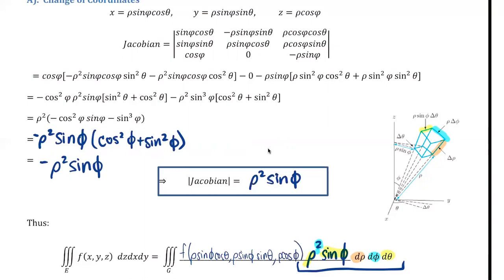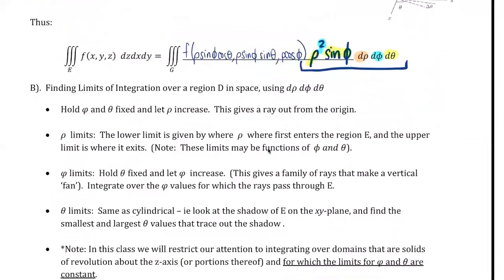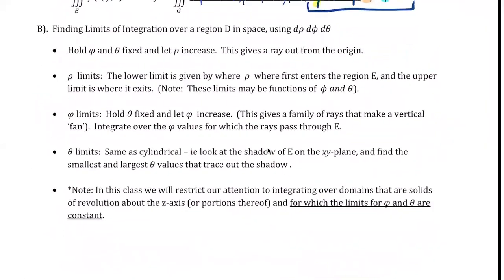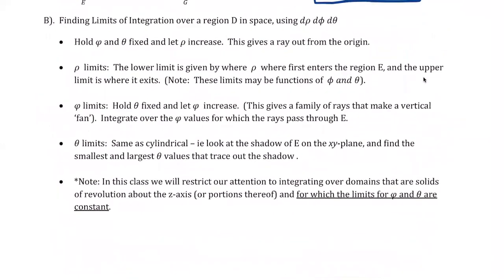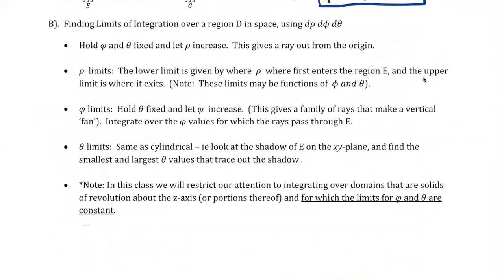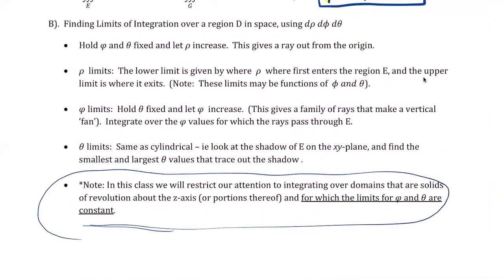Okay, so now we're going to talk through how we're going to find the limits of integration. In general, I really recommend, because of the types of regions we're going to be working with in this class, which is what I put here, we're going to be integrating over domains that are solids of revolution about the z-axis for the most part. And so your theta and your phi limits are going to be constants. So that means I really recommend that you just use the ordering d rho, d phi, d theta, unless you're instructed otherwise.